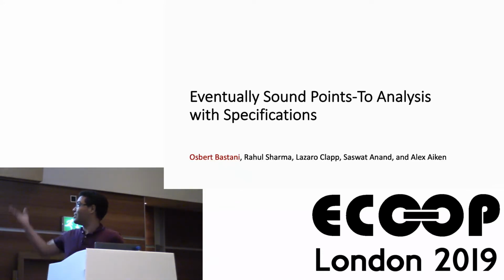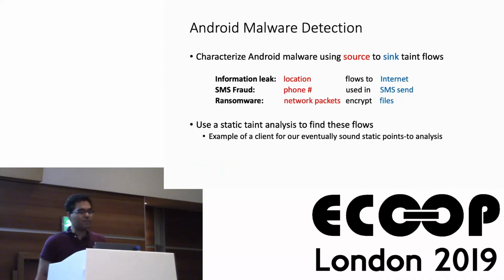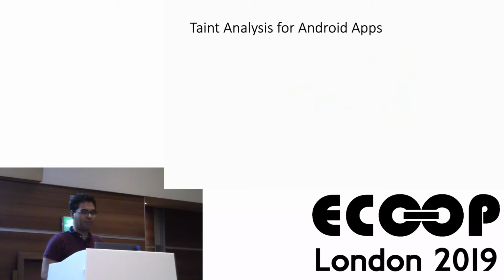Today I'll be talking about eventually sound points-to analysis. As a motivating example, we're going to consider Android malware detection, and in particular, using a static taint analysis to try to identify source-to-sink taint flows that are characteristic of potentially malicious behaviors in Android apps. This static taint analysis is going to be an example of a client for the eventually sound points-to analysis that I'm going to describe.